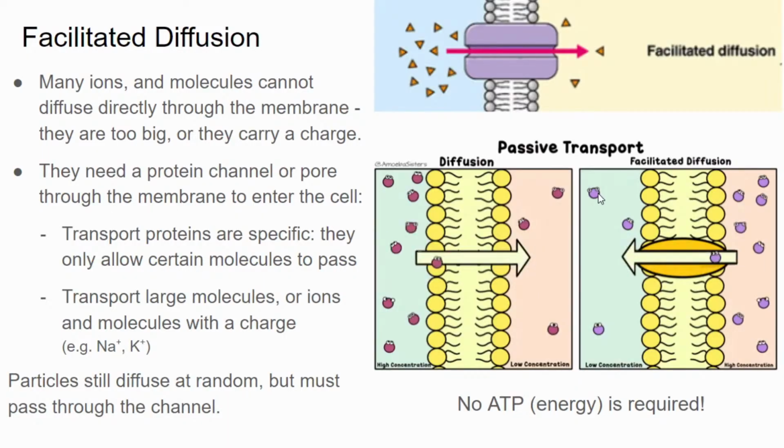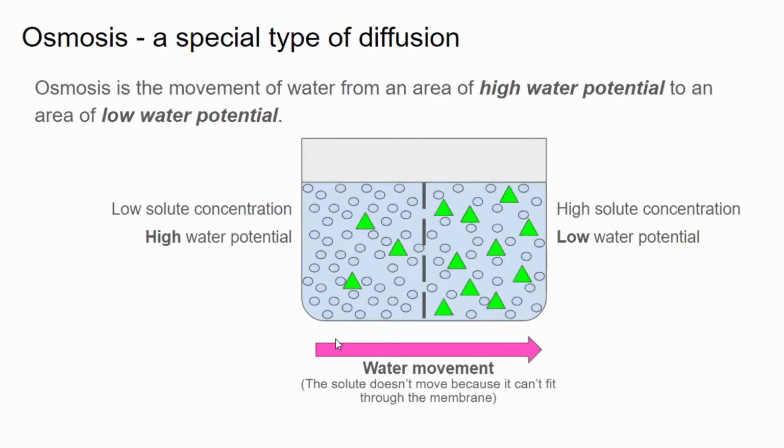Okay, they are moving from an area of high concentration to an area of low concentration. The important thing about both of these processes is they happen passively. There is no energy required, so no ATP is used. All right, so let's talk about osmosis.